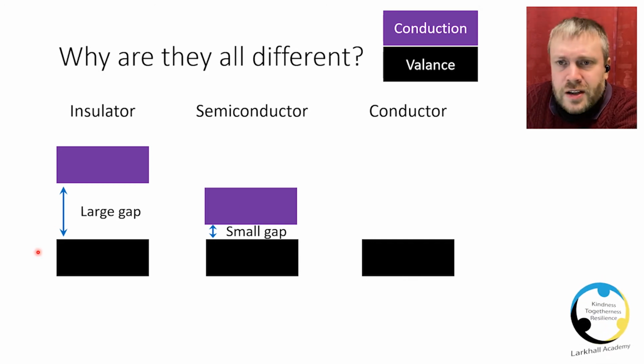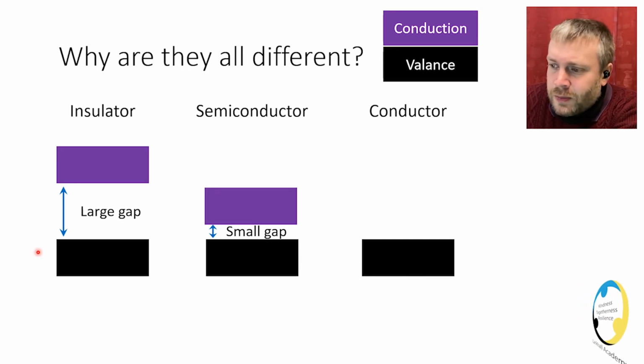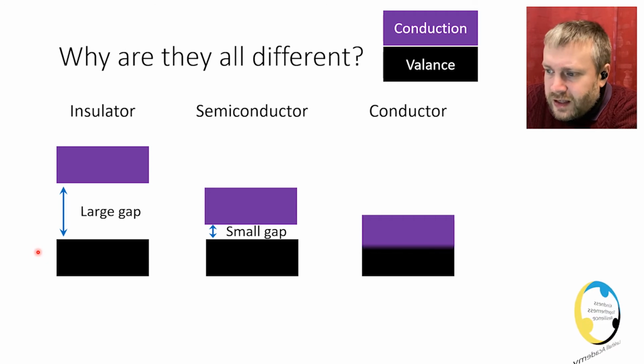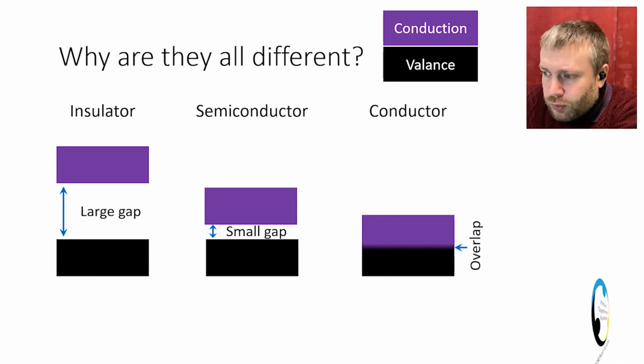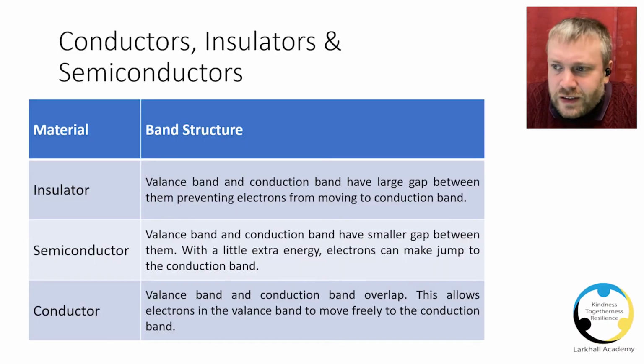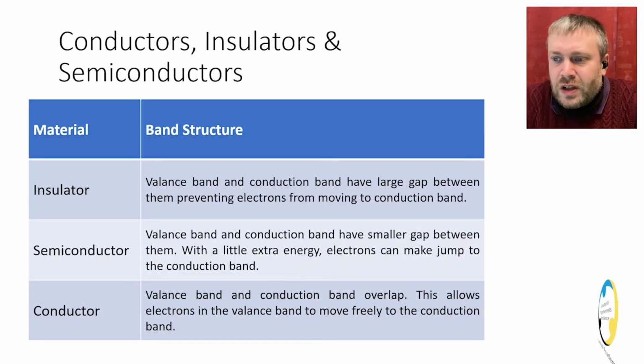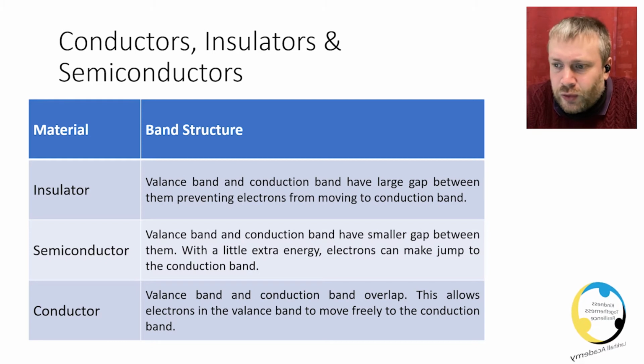Why is a conductor able to do it freely? Well, you may have guessed this already. The conduction band and the valence band both overlap. So for conductors, insulators and semiconductors, this is just a text of what's different, just so you've got a note on these.